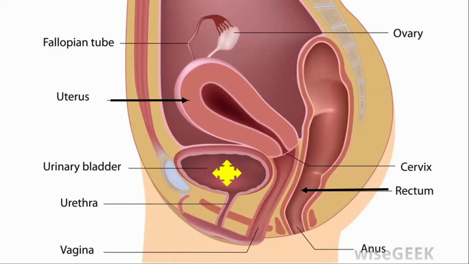The urinary bladder. Where is the urinary bladder? It is in the pelvis. Where exactly? It is posterior to the pubic symphysis, and it receives the two openings of the two ureters, and it has an opening for the urethra to void its contents. In the female, it is anterior to the vagina and inferior to the uterus.